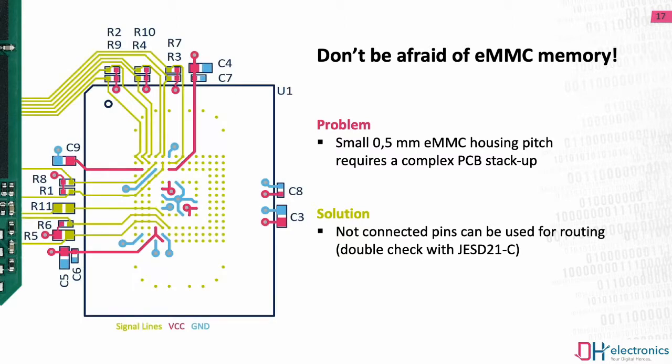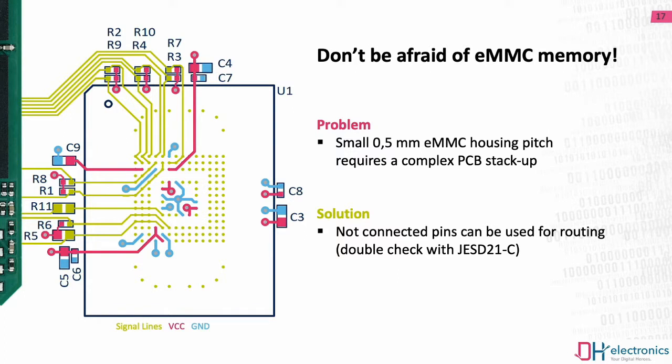On the picture, you can see an actual eMMC design, and if you take a closer look into the center, you can see that many of the lines are routed over the pins instead of in between them. And this is possible because, like I said, many of the pins are not connected at all.